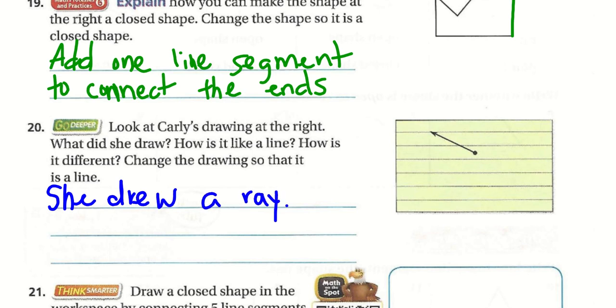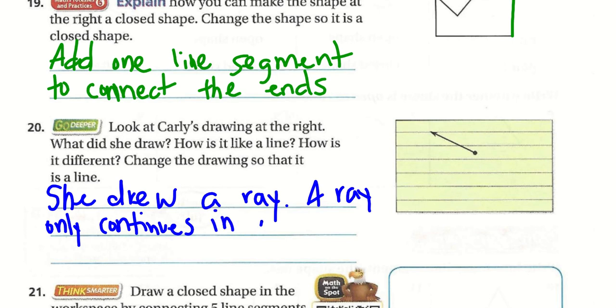Everybody's writing. Okay, the next question said, how is that like a line? And how is it different? So a line, remember we said, has to continue on in both directions forever. A ray just continues on in one direction forever. So how is it like and different than a line? We need to explain. A ray only continues in one direction instead of two.